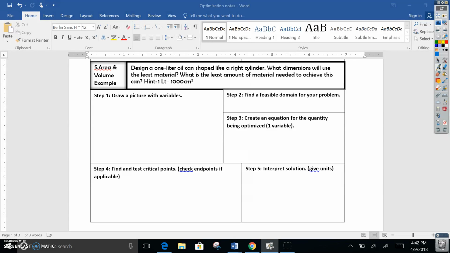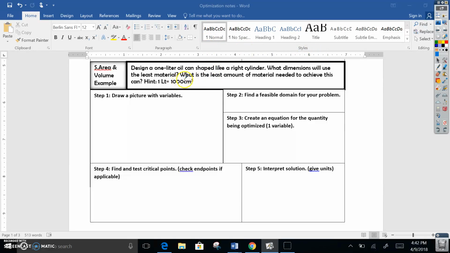Okay, welcome back. In this video, we are going to continue with optimization problems. And what we're going to go ahead and do is work on the surface area volume example, which deals with the liter oil can. So let's get started. It says to design a 1 liter oil can.